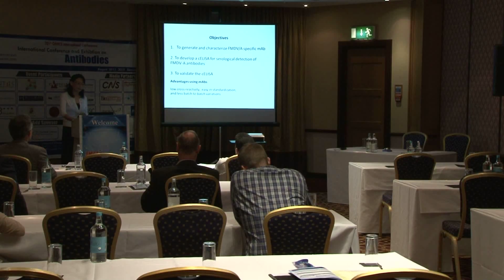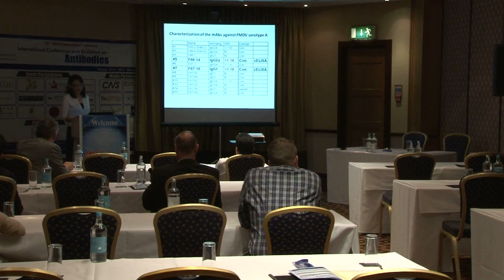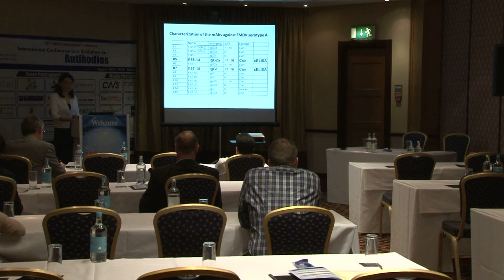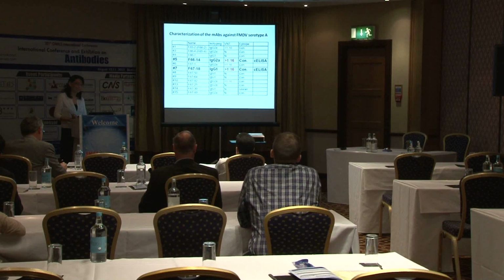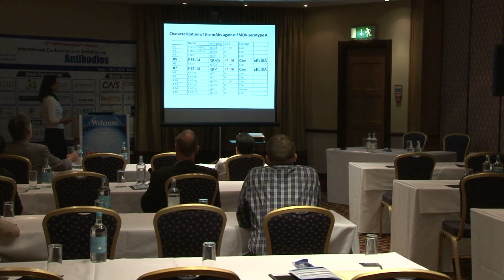Monoclonal antibodies can lower cross-reactivity, are easy to standardize, and there are also fewer batch-to-batch variations. We still use the conventional technique for monoclonal antibody production: immunized spleen cells are fused with myeloma cells to produce hybridomas. From 3 fusions, we produced 12 hybridomas, and by isotype typing, all of those are IgG isotypes. We also determined the binding epitopes for those 12 monoclonal antibodies. Only one monoclonal antibody reacted with a linear epitope, and all other monoclonal antibodies reacted with conformational epitopes.